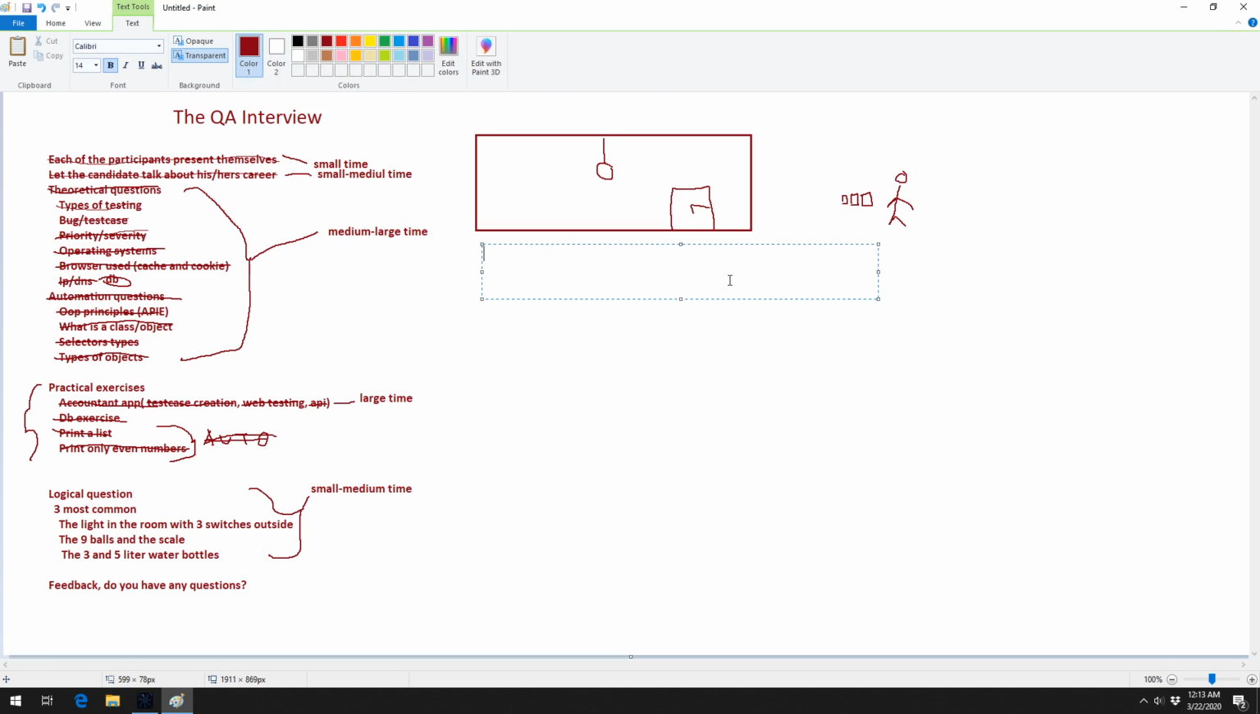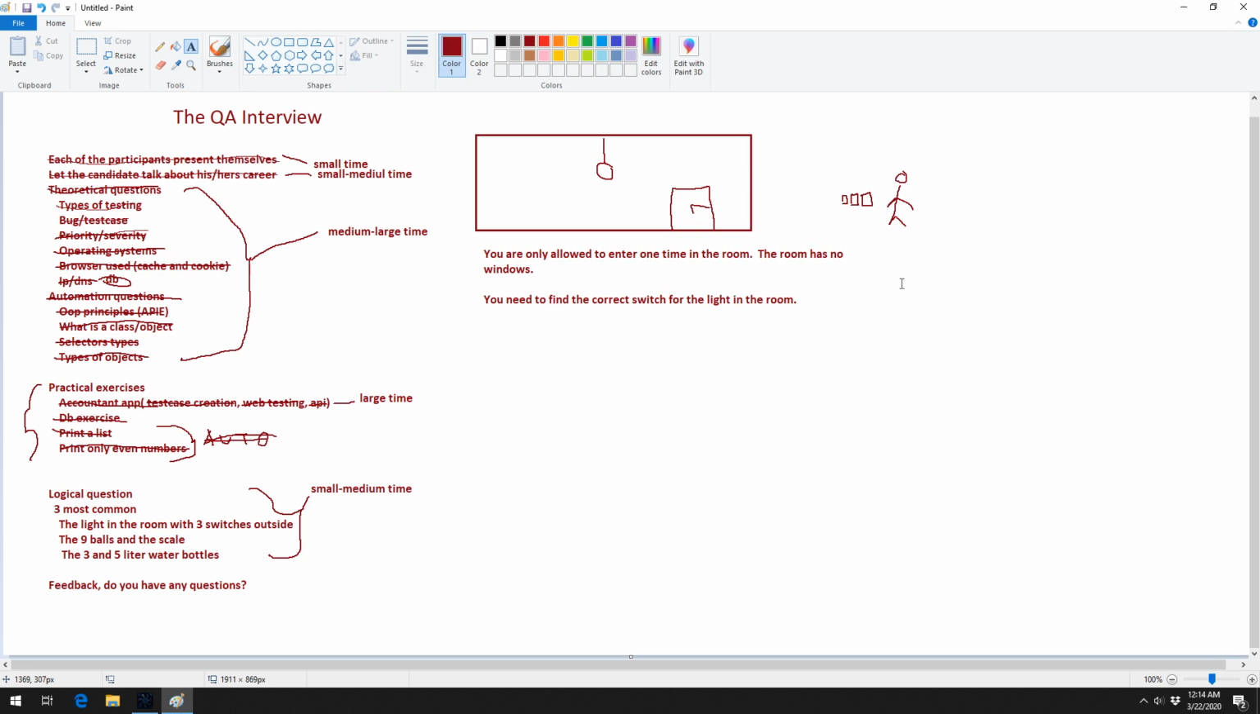Okay, and I'm gonna write here, you are only allowed to enter one time in the room. You need to find the correct switch for the light in the room. The room has no windows. This is really important because most of the candidates will say, okay, you just look out the window, but there is no window.